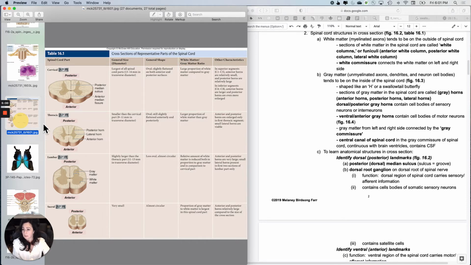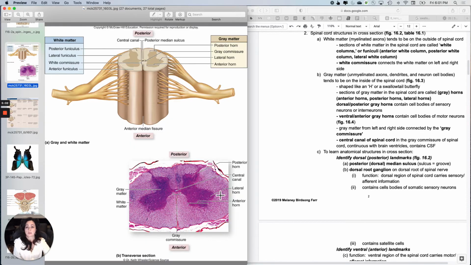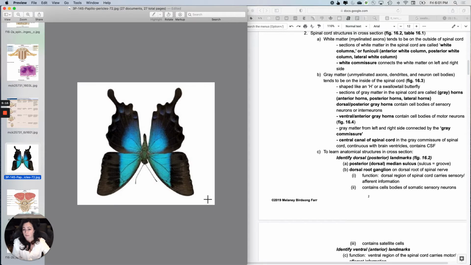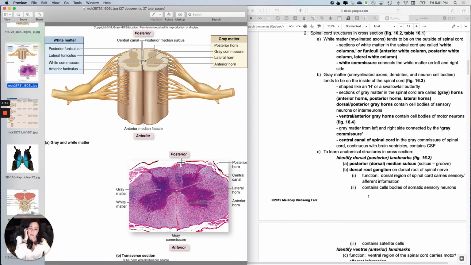It's got a pretty dependable shape. Notice these anterior horns. The anterior ones are not touching all the way at the edge of the spinal cord, but the posterior ones do. So your swallowtail butterfly, anterior, posterior. So what do you call those?